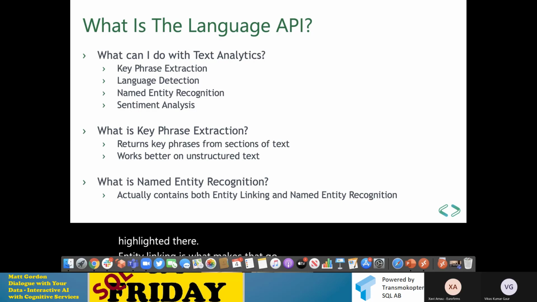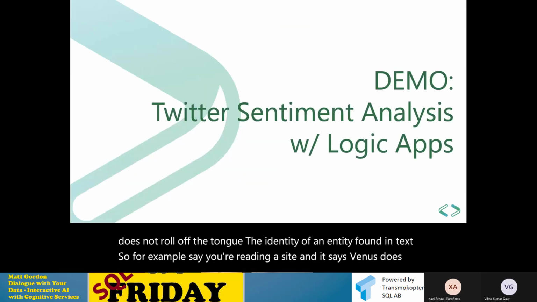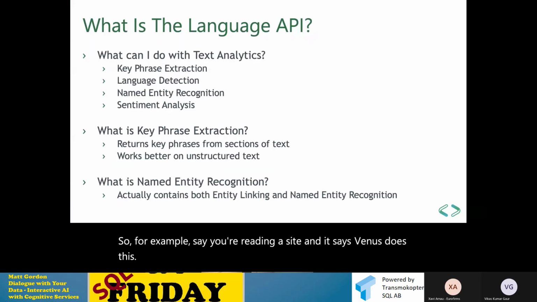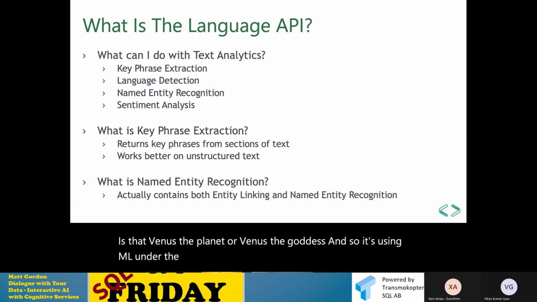And what Microsoft says is it identifies and disambiguates, which does not roll off the tongue, the identity of an entity found in text. So, for example, say you're reading a site and it says, does this. Well, is that Venus the planet or Venus the goddess? And so it's using ML under the covers, layman's term, context clues, to know where to link you to for more information about that thing.